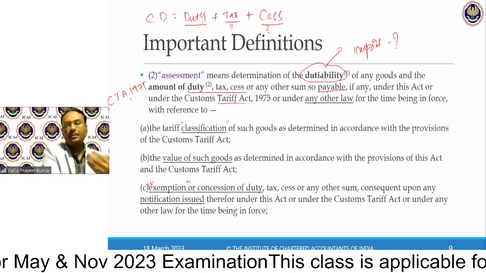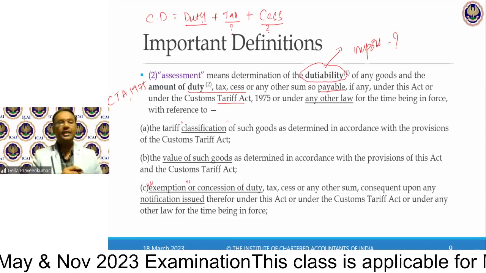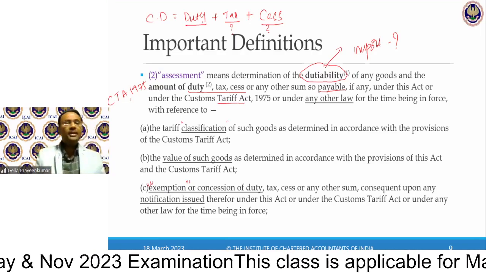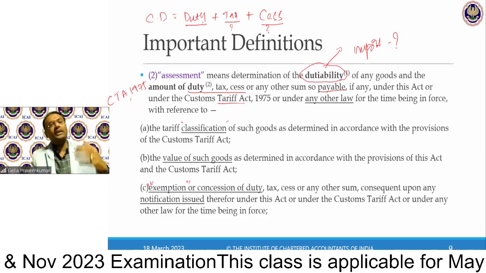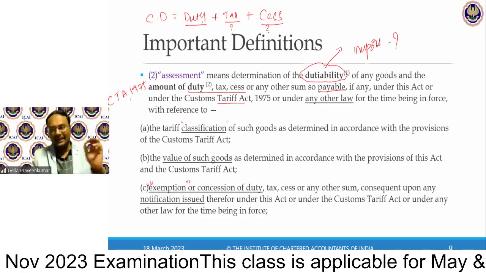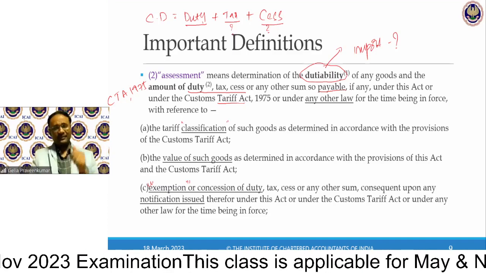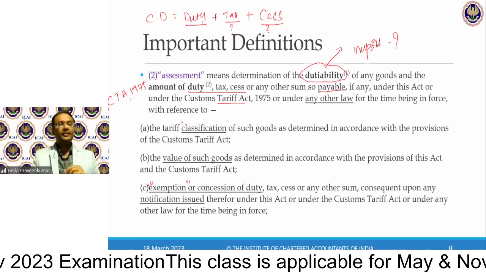With respect to imports, which schedule do I have to see, Schedule 1 or Schedule 2? Schedule number 1. With respect to exports, Schedule number 2. So I refer to the Customs Tariff Act to find out what is the rate of tax applicable. How do I find the rate of tax? Please remember, in the Customs Tariff Act, you have the HSN, Harmonized System of Nomenclature.